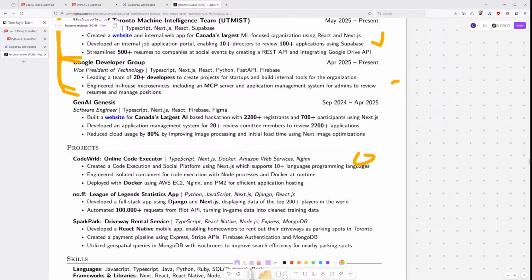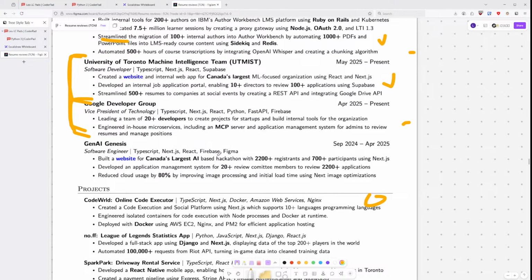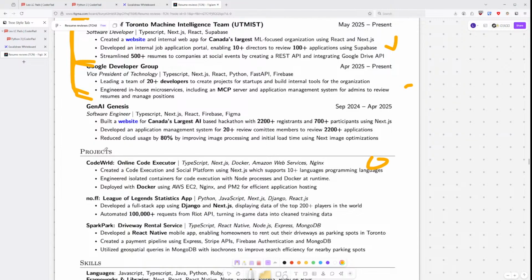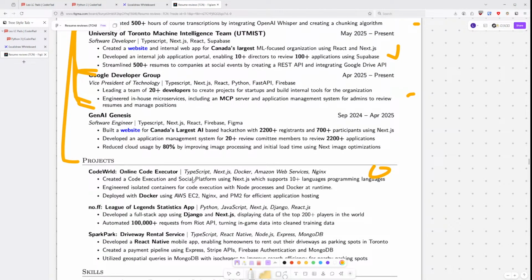Gen A, Genesis, okay, hackathon, application management system, okay. Application management system, 20 plus review community members, 2,200 applications. Processing that, yeah. Okay. Next.js for cloud usage. Where's this hosted? Firebase? Okay. Figma. Okay. These 3 all feel pretty similar. Specifically, we built a website. This is like 8 months.